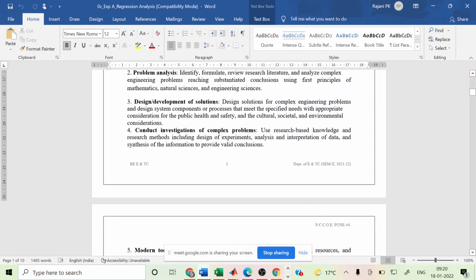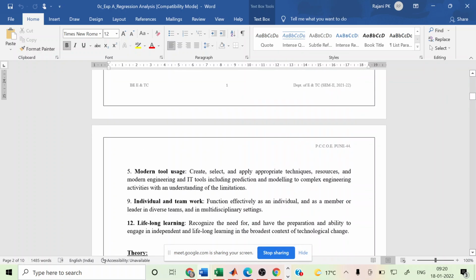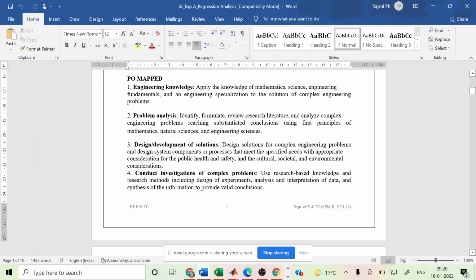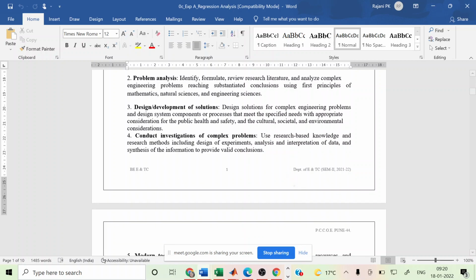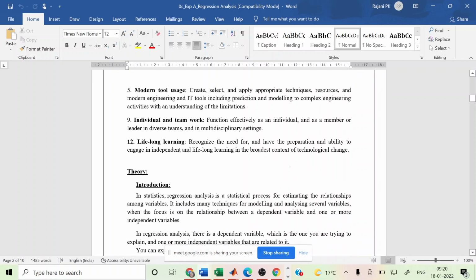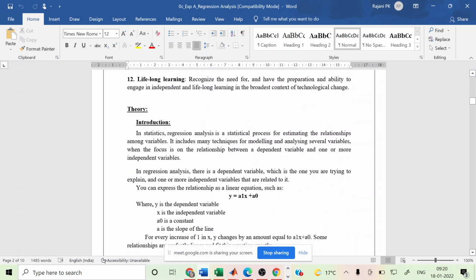Now the POs mapped are lifelong learning and everything you will be getting through this, that is engineering knowledge, obviously. Then problem analysis, correct, then design and development of solutions and conducting complex experiments. Modern tool usage, here we are using MATLAB, and you can do this individually and show me the output, and it is lifelong learning. You can try this experiment for various applications.